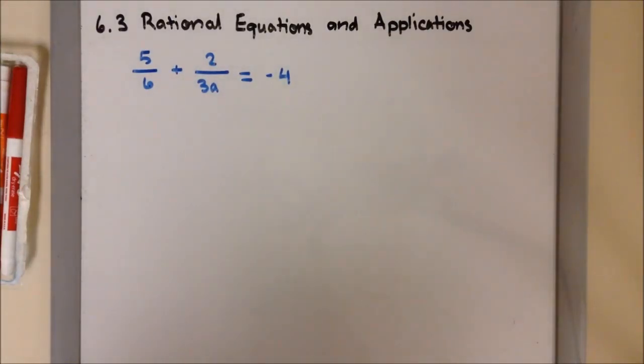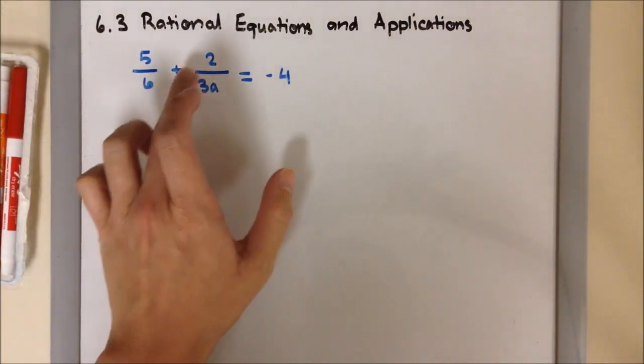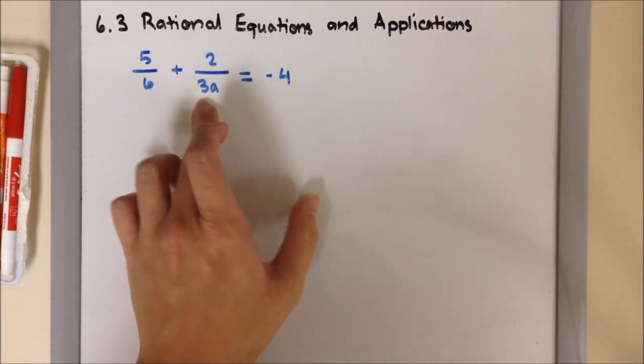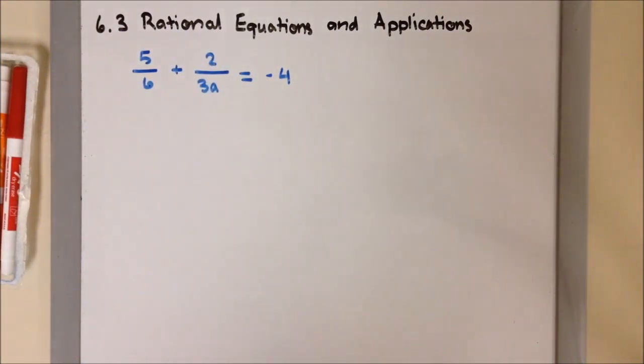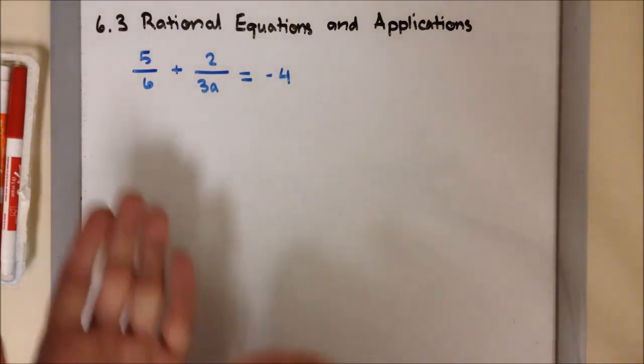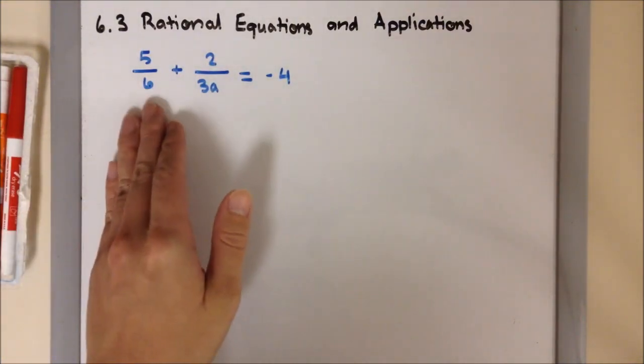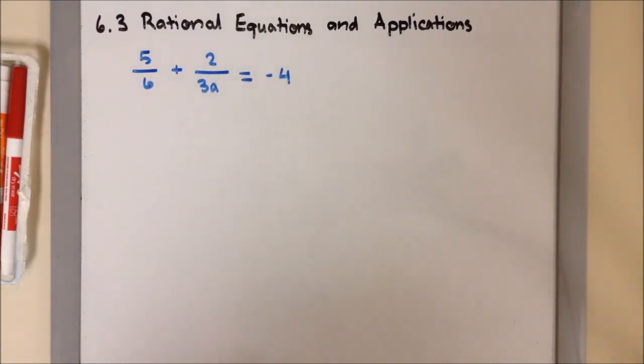Now let's work with this example where it's 5 over 6 plus 2 over 3a equals negative 4. The reason I want to cover this example is to preview how to apply this process to the complicated examples we're going to go on next. So let's take a look at our denominators, which are 6 and 3a.